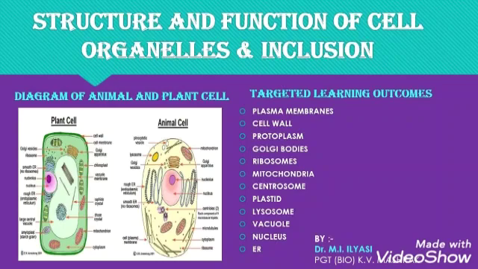And the common functions: it gives internal support to the cell, and it helps in transport of various substances from the nuclear membrane to the plasma membrane or vice versa. It helps in the formation of the plasma membrane and Golgi bodies. Rough endoplasmic reticulum helps in synthesis and transportation of proteins. Smooth endoplasmic reticulum helps in synthesis and transport of lipids.